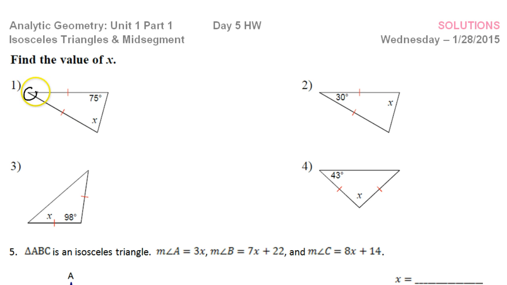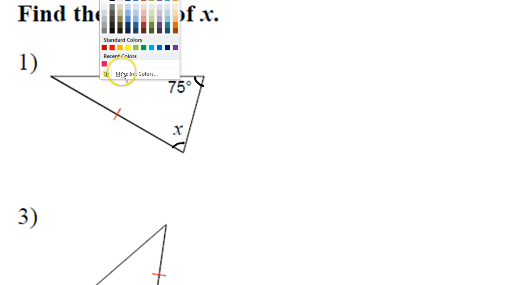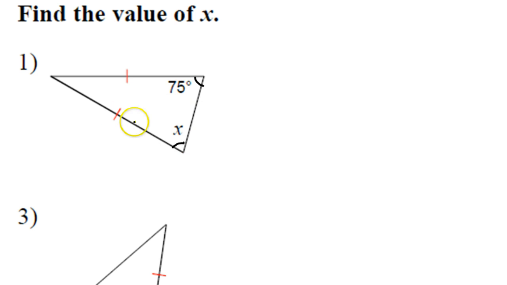it's going to form a vertex angle, and the two angles that are across from those sides are base angles, and they're going to be congruent. And that's the key. So, given an isosceles triangle, the base angles are always going to be congruent. So that means, in this case, x is going to be 75.